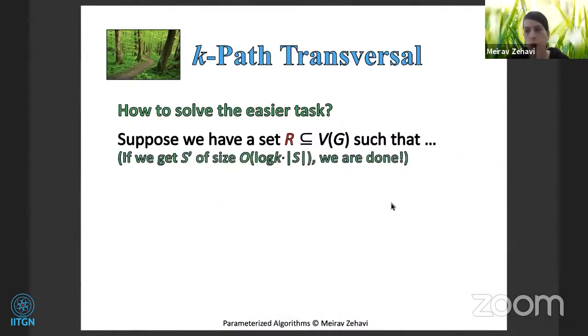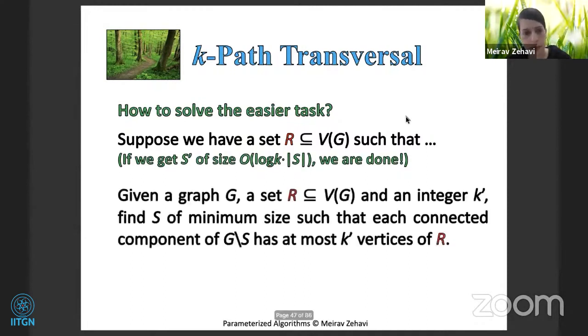For this, we are going to use a known black box. Suppose somehow we get this set R. How we get this, we will soon discuss. Suppose that we prove that the second property is correct. We also need to prove this existential claim about the existence of this set of size order opt that partitions R. Then how do we solve our task?